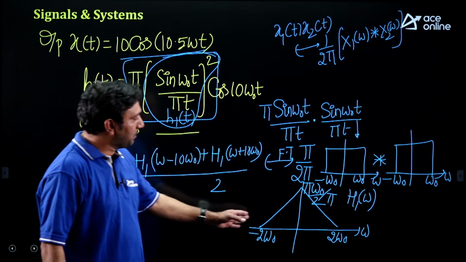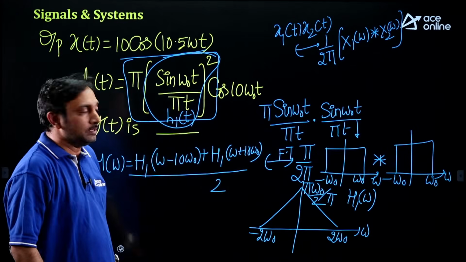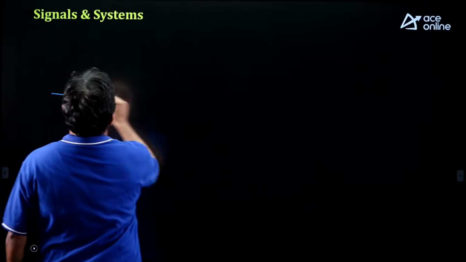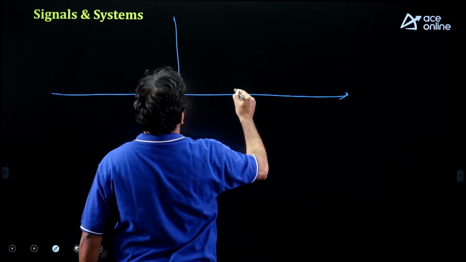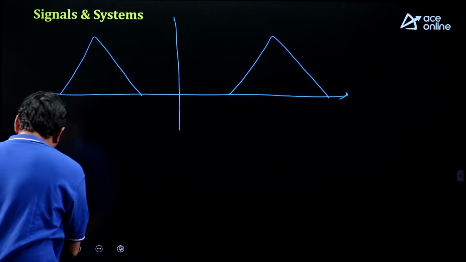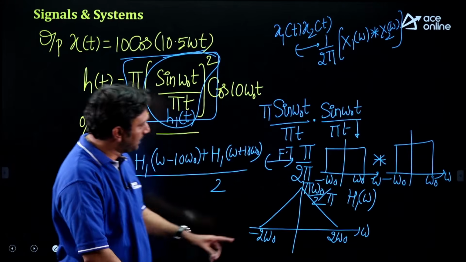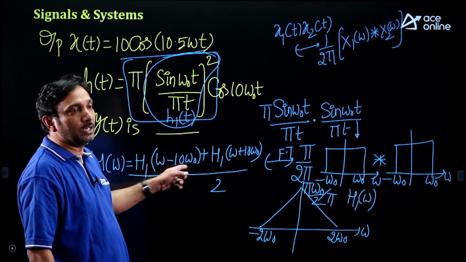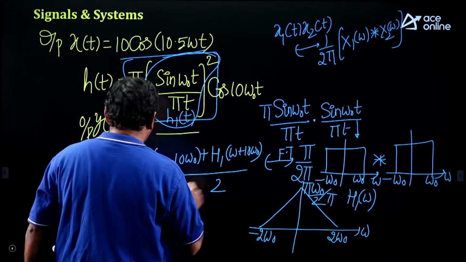Means this triangular spectrum is right and left shifted by how many units? Plus or minus 10 omega naught units. Where is our original spectrum? What is the range of the original spectrum, sir? Minus 2 omega naught to 2 omega naught. For that, what are we adding? 10 omega naught we are adding. Correct or not? 10 omega naught we are adding.